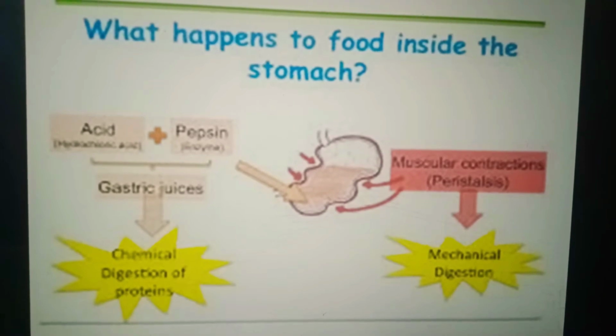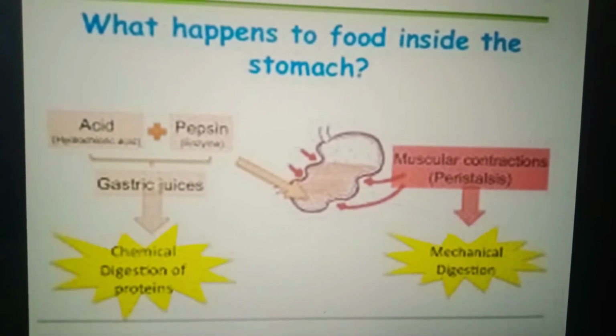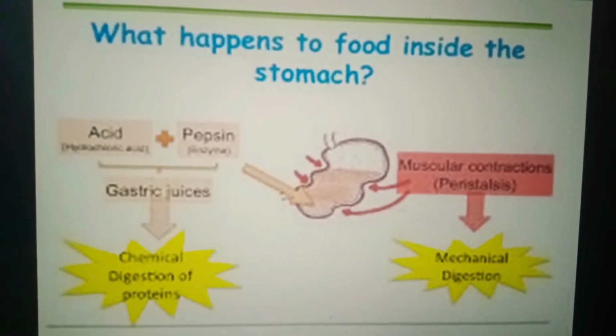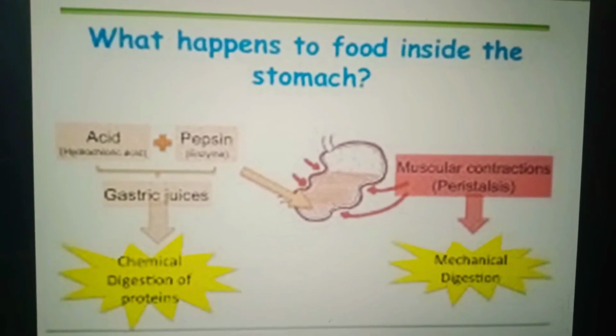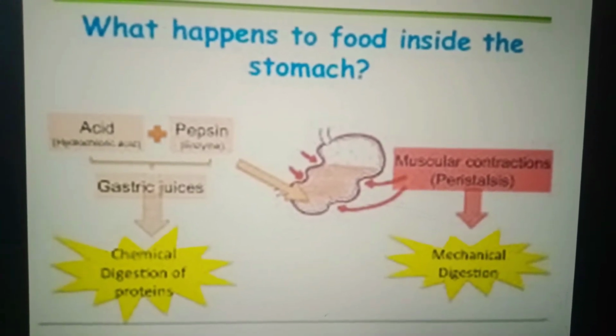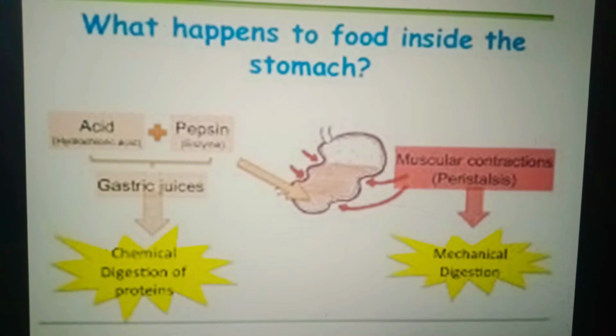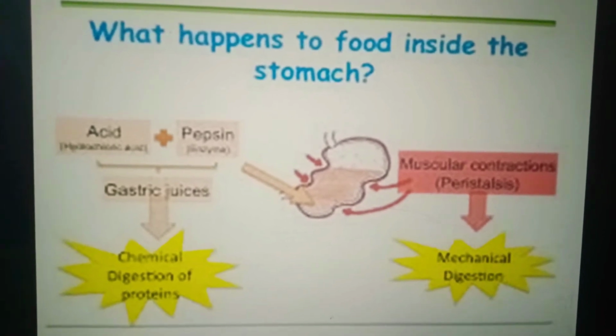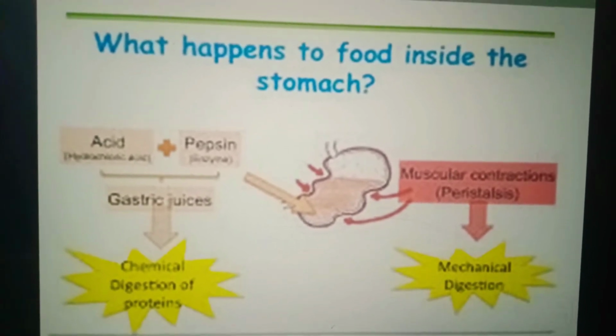What happens to the food inside the stomach? Acid and pepsin make the gastric juices, which support chemical digestion of proteins. There would be muscular contraction, that is peristalsis, and there would be mechanical digestion.